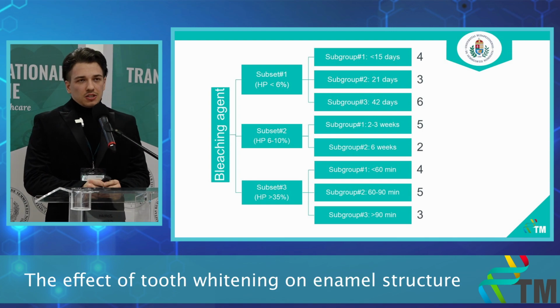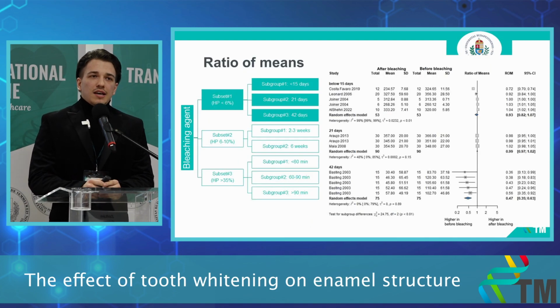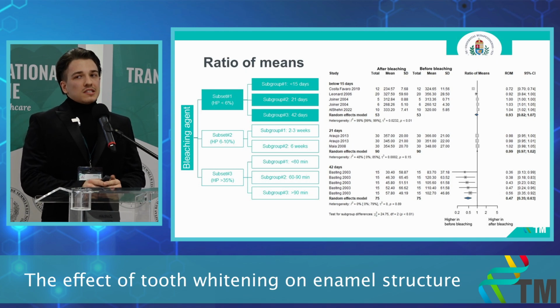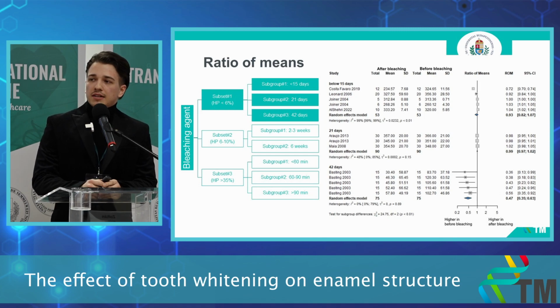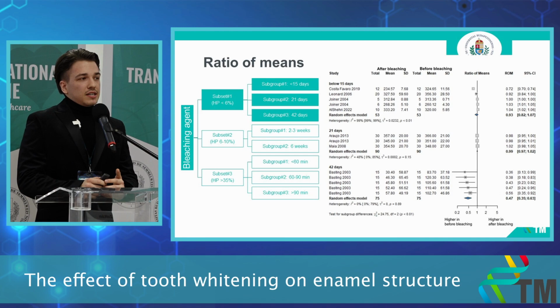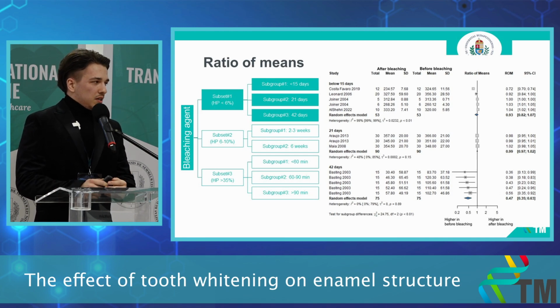At the end of each row, you can see the number of articles that are included on the forest plots. Let's see the results. What is microhardness? Microhardness is the ability of the human enamel to withstand the different forces in the oral cavity. If the microhardness is low, that means the enamel is weakened.